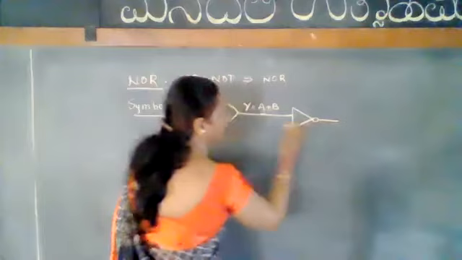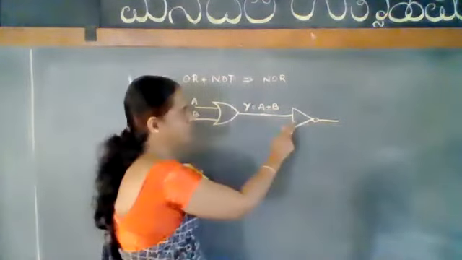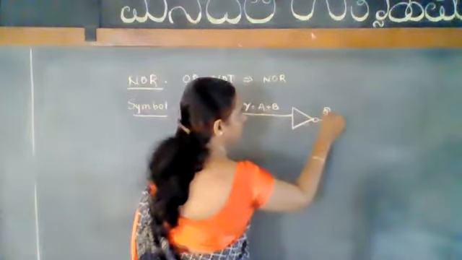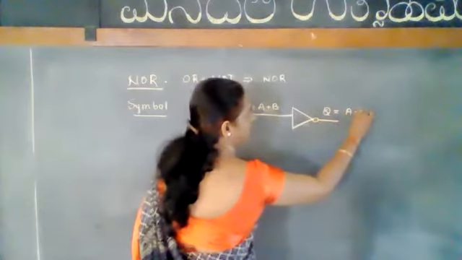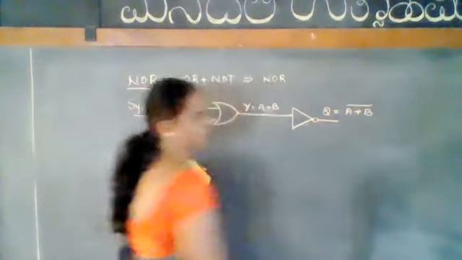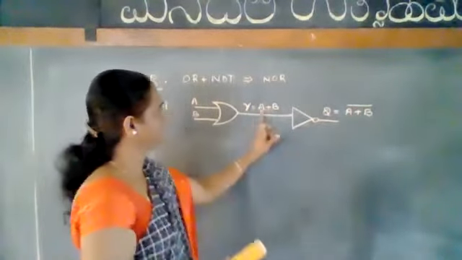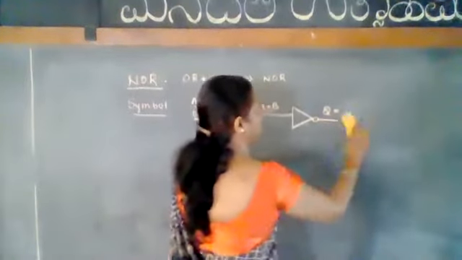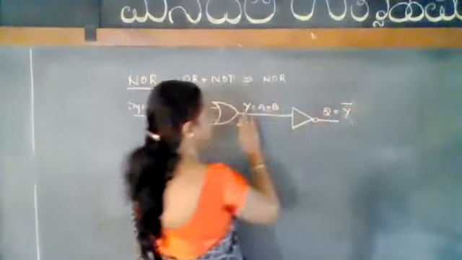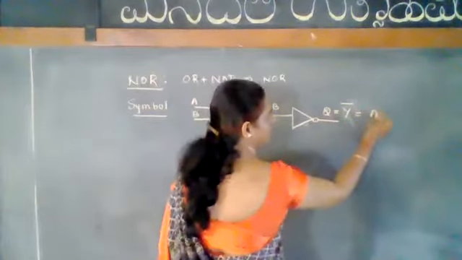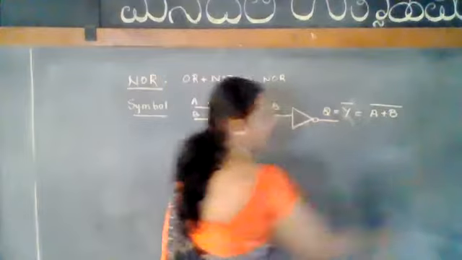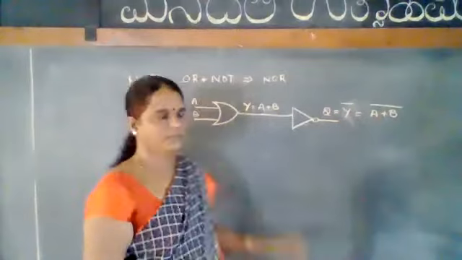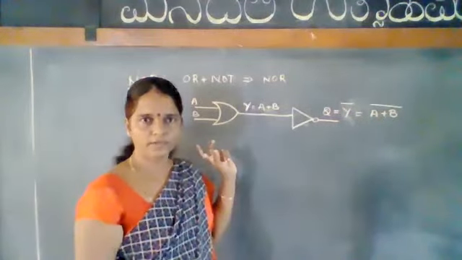The output of the OR gate is given to the input of a NOT gate, and the output of this becomes NOR. Let us take it as Q, which is nothing but A plus B complement, right? Because we are inverting A plus B, or we can write here Q is equal to Y complement, right? Y is A plus B, that is to be complemented, inverted, right? A plus B is to be inverted. So this becomes the NOR gate.